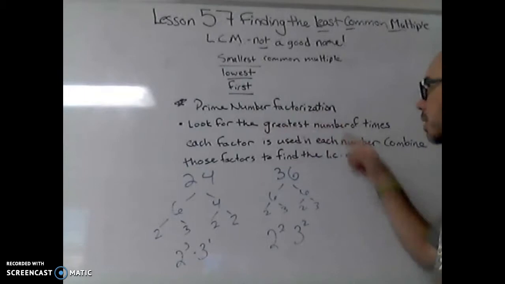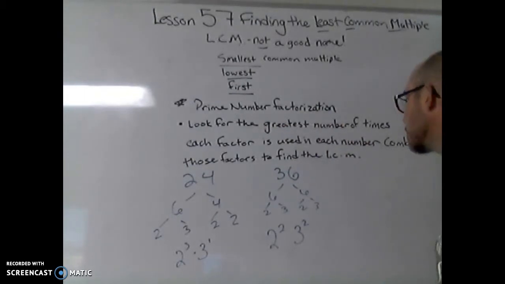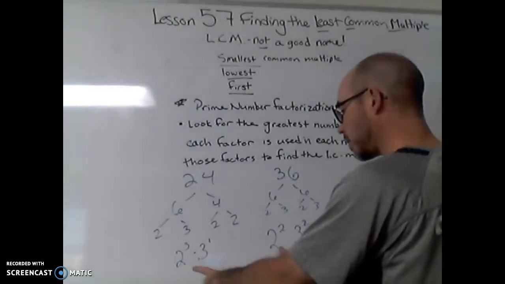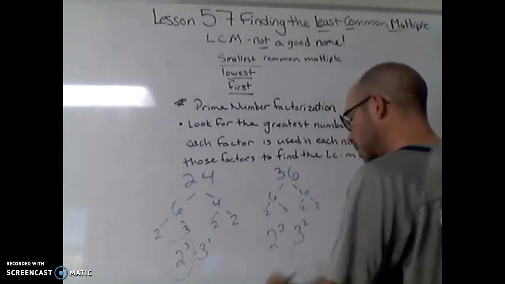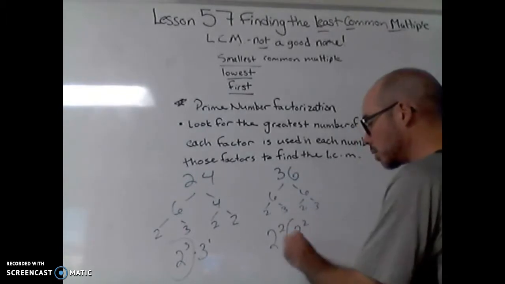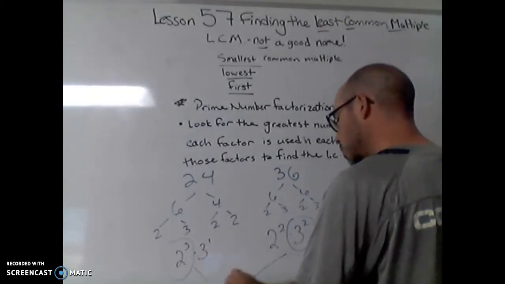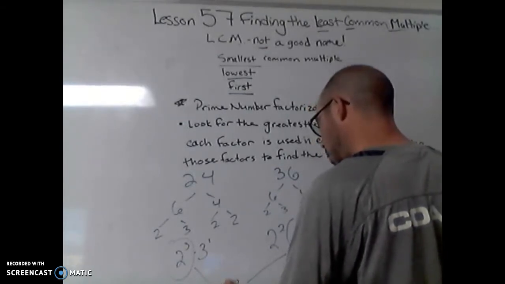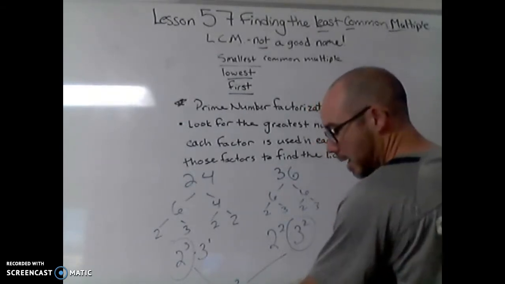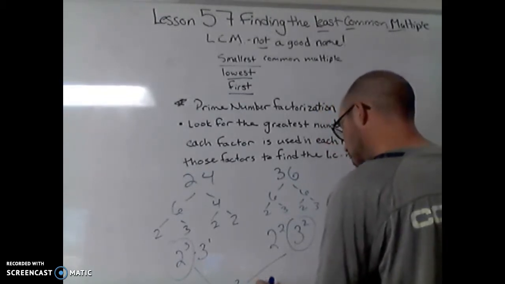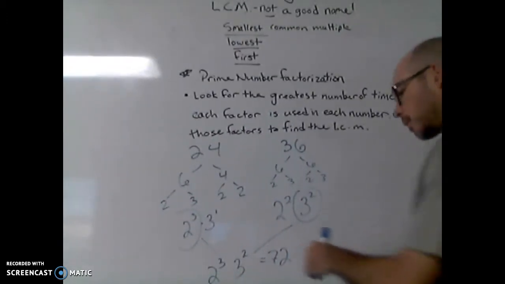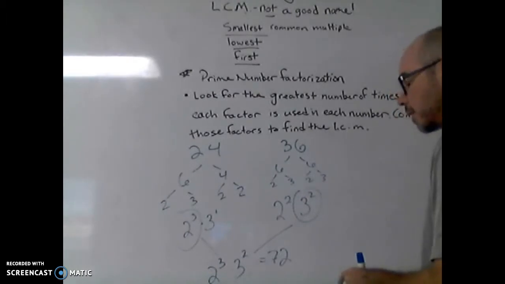Now, the rule up here says that we're looking for the greatest number of times each factor is used. So it has 2's and 3's in there. The greatest number of times that 2 is used is 3 times, and the greatest number of times that 3 is used is twice. So you just take those two things together, 2 cubed and 3 squared, which is 8 times 9, and there's your least common multiple. Whoa, you can see that down there. There we go. Least common multiple of 72.